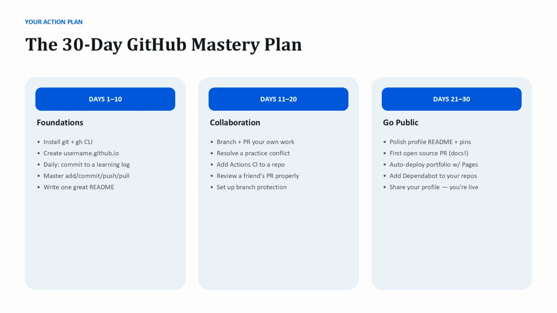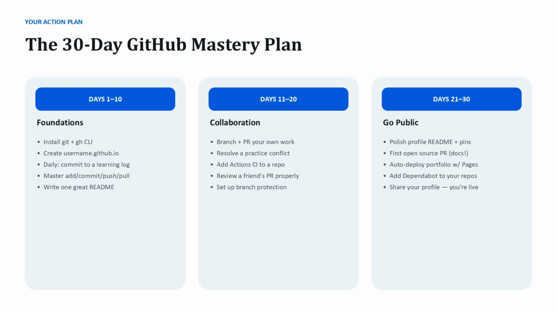Here's your 30-day plan to go from 0 to genuinely comfortable. Days 1 to 10. Foundations. Install Git and the GitHub CLI. Create your username.github.io repository and commit something small every single day. A learning log works perfectly and builds the habit.